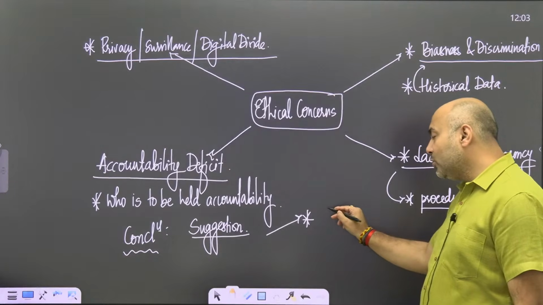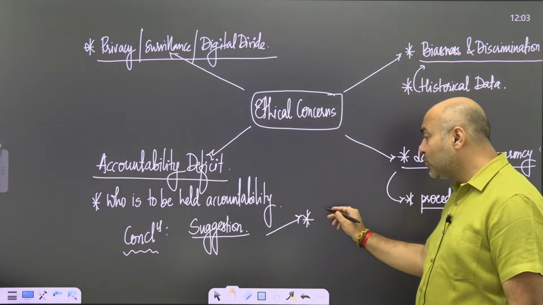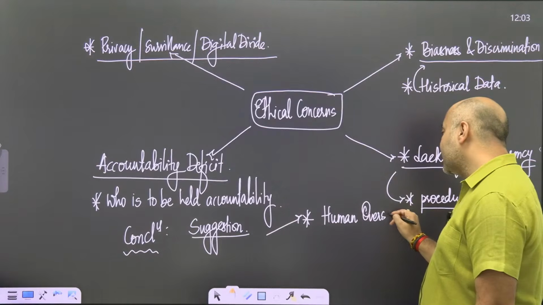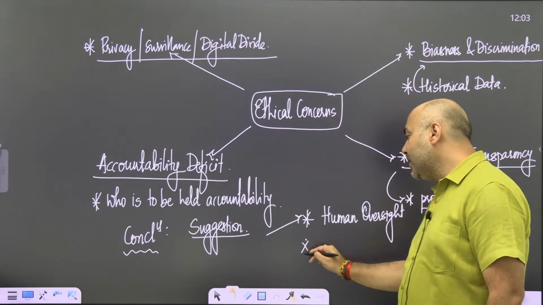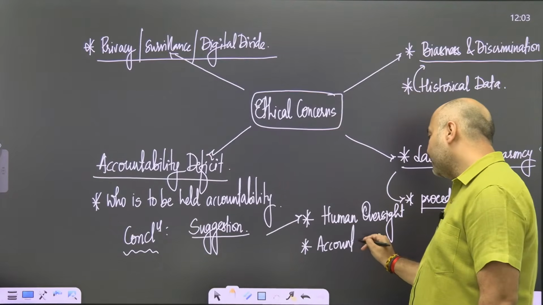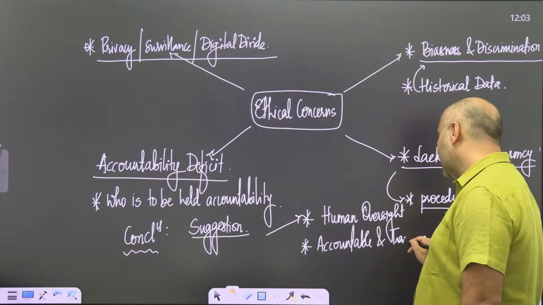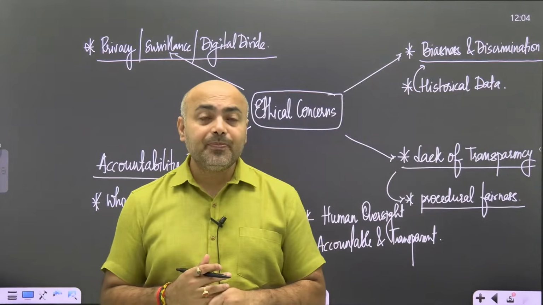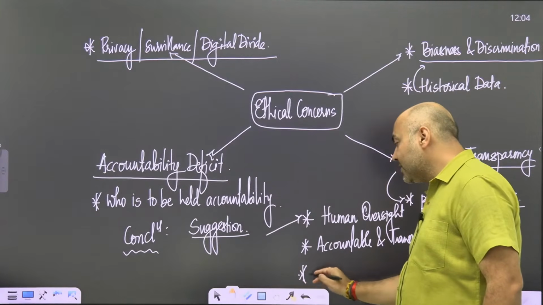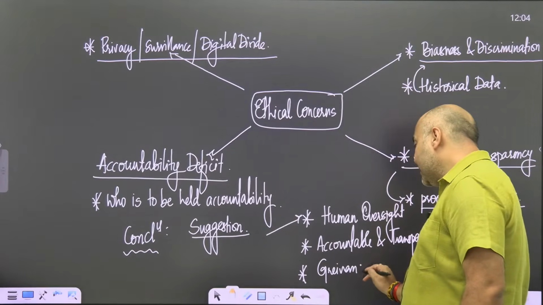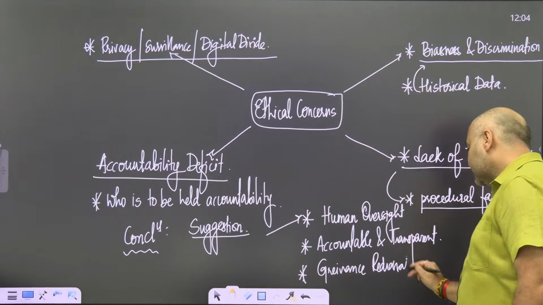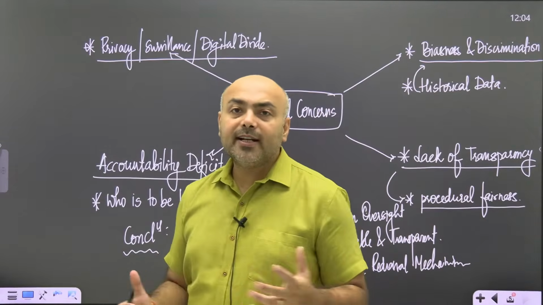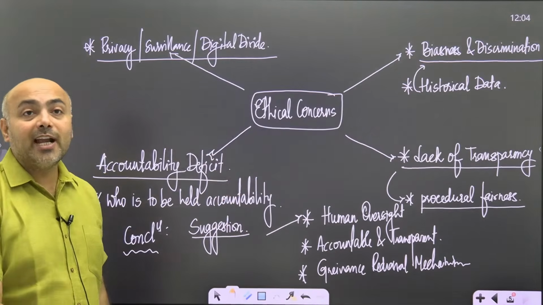And there, what we can do is talk about things like human oversight, the need for human supervision, the need for making it more accountable and transparent. We can talk about a grievance redressal mechanism. There should be a mandatory grievance redressal mechanism present to address issues related to algorithms, etc. So these points could be added, and accordingly you can end this answer.